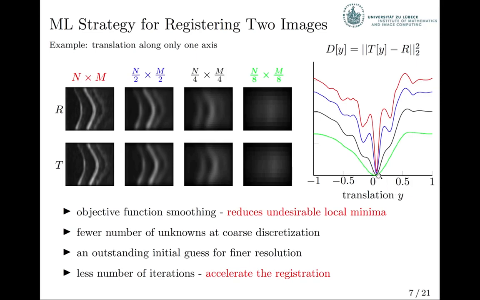So we get a good estimate here, and then we use this as an initial estimate to optimize the registration problem at the higher resolution. Because of this good initial guess, we need very few iterations at the final resolution, and that's one of the primary reasons that we can accelerate our registration process.